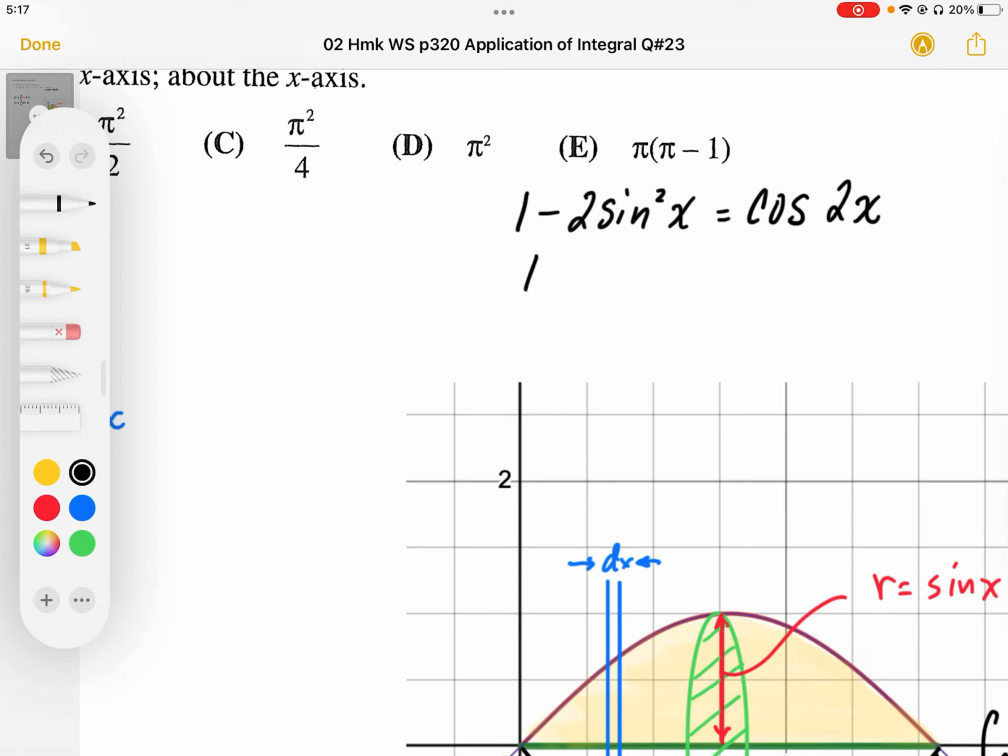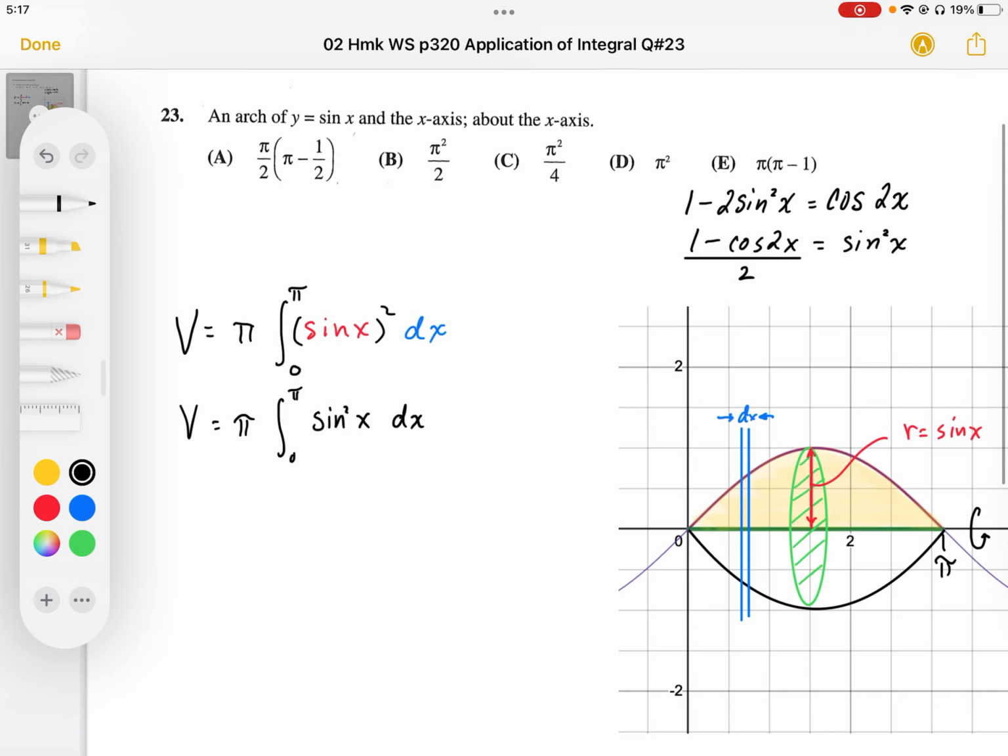When I rearrange this, I end up with 1 minus cos 2x equal to 2 sine squared x. So we're going to divide this by 2, and replace the sine squared x with (1 minus cos 2x) over 2. This is what it looks like: V equals pi times the integral of (1/2 minus cos 2x over 2). Now I probably could have kept that 1/2 on the outside.